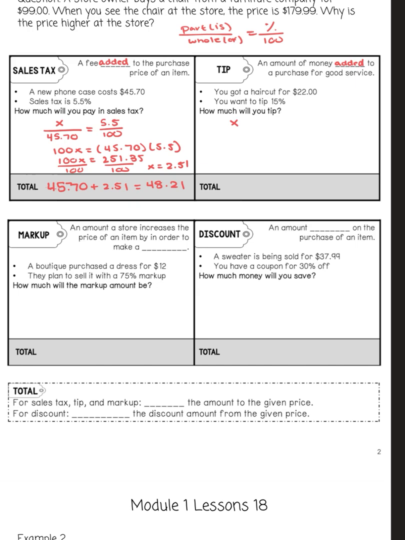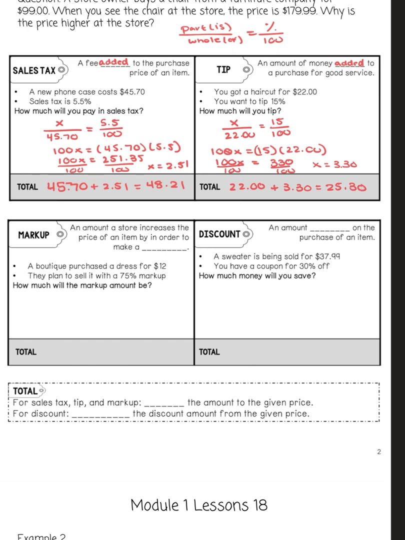So again, we don't know how much that tip is going to be, but we know the cost of the service. We know our percent is 15, and that's out of 100. So I have 100x is equal to 15 times 22. All right, so we get 100x is equal to 330. Divide both sides by 100, and we get that x is equal to $3.30. So we pay $22 for the haircut plus the $3.30, which gives us a total of $25.30.